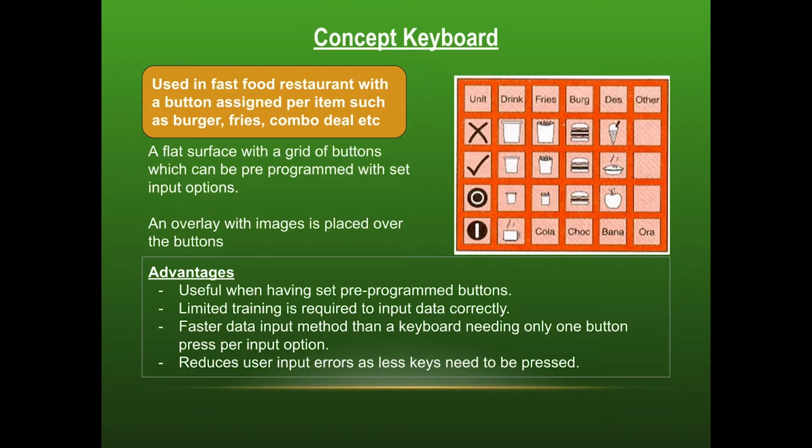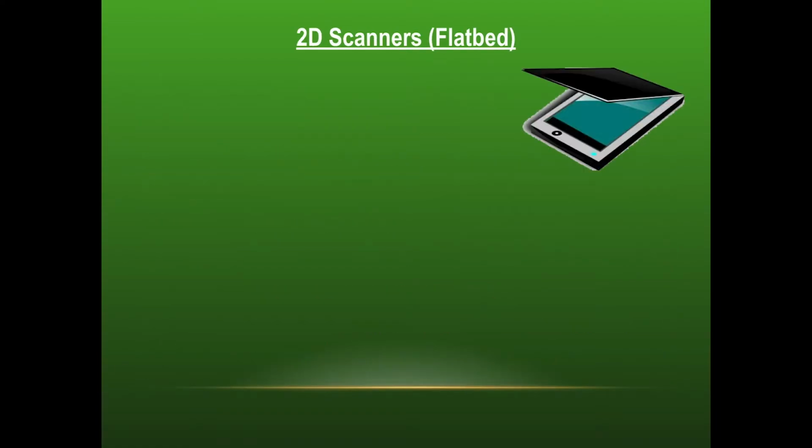In fast food, that's obviously important because people want their food fast. It also means that you're less likely to make an error. You're not going to make an error typing. You can't really go as wrong just selecting one button.